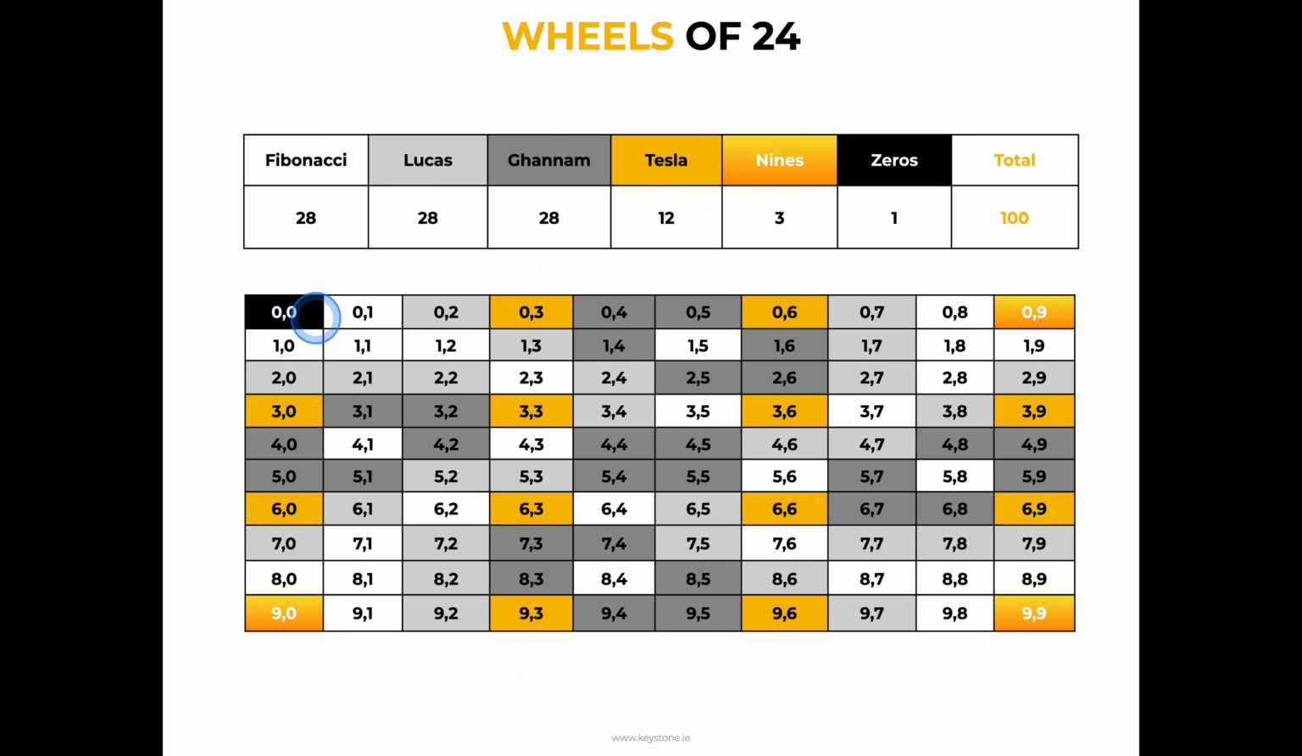So if we take every possible combination of 2 digits, this is the pattern we find. There is a 0 wheel, which only occurs once, which is simply a wheel of 0s. There are 3 wheels of 9. There are 12 Tesla wheels. We call them Tesla wheels because the numbers in them are 3, 6, and 9. We have a GHANNAM wheel and a Lucas wheel named after the people who first discovered those number sequences, and of course the famous Fibonacci sequence.